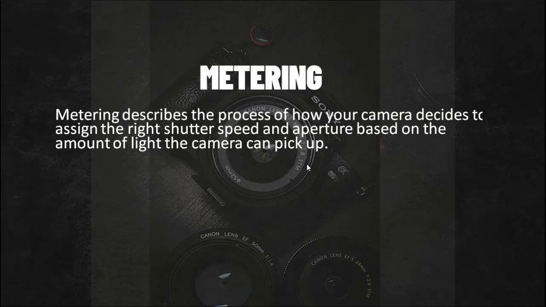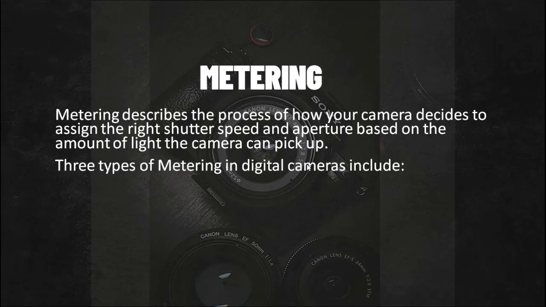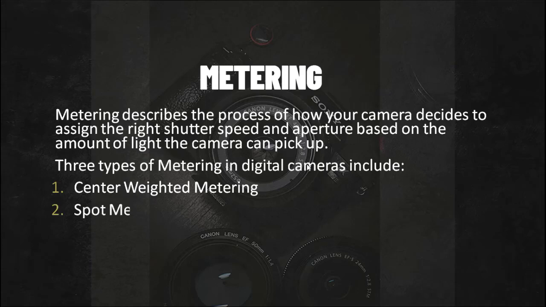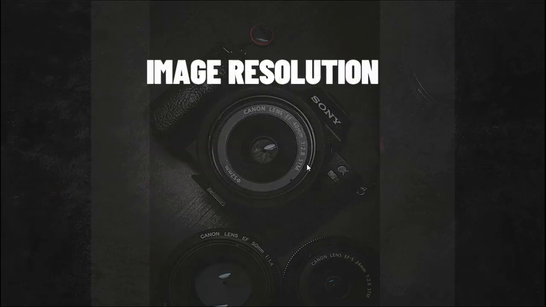We have metering. Metering describes the process how your camera decides to assign the right shutter speed and aperture based on the amount of light that the camera can pick. Now this is very effective when you're shooting on auto mode. The camera actually does the metering, and there are three types of metering, and these include the center weighted metering, we have the spot metering, and we have the matrix metering.